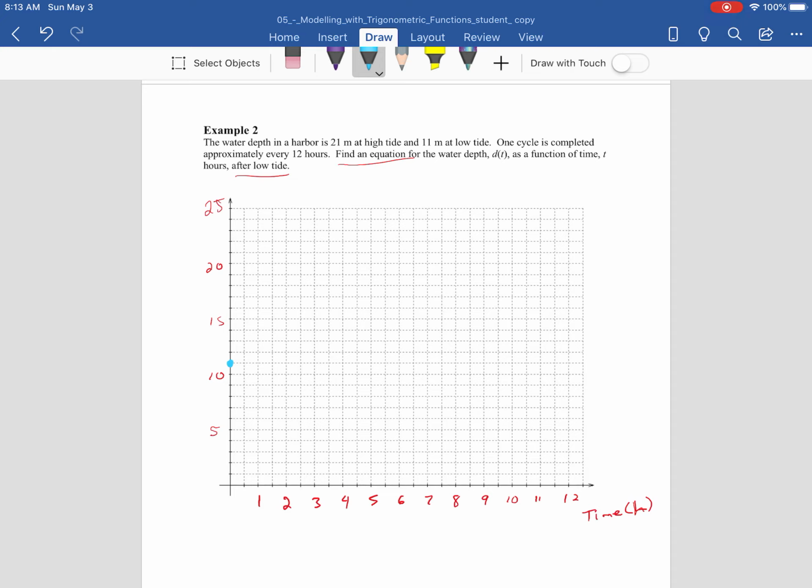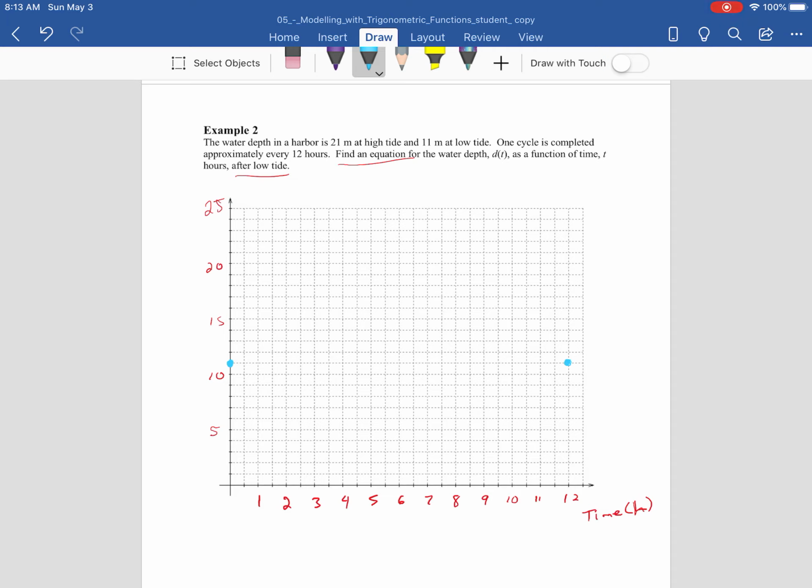And you can handle this any way you want. Me personally, if I'm starting at low tide at 11 meters, I immediately jump to the end. I get that last point. It really helps me to visualize what's happening. And it said 12 hours for a complete cycle. So after 12 hours, apparently, we'll be back at a height of 11 again. Did I get that right? The lines are messing me up here. Okay, yeah, good.